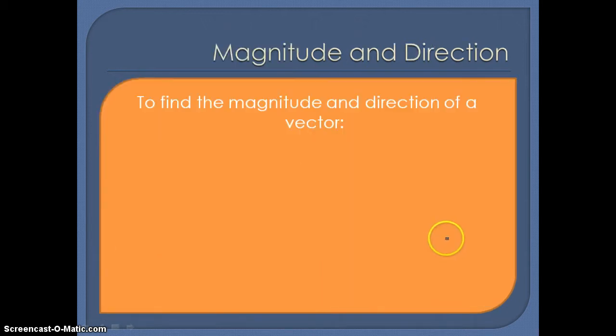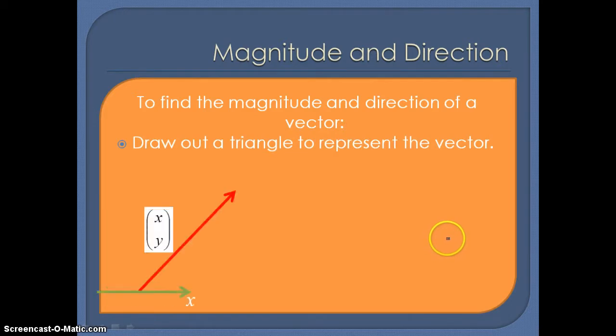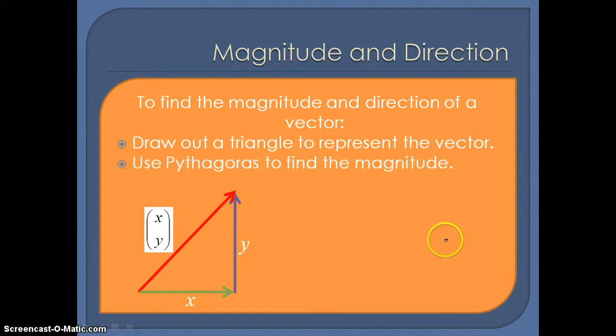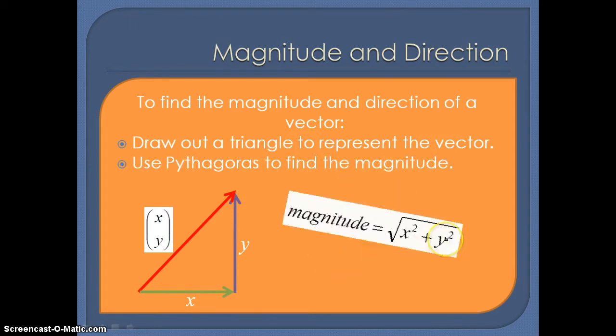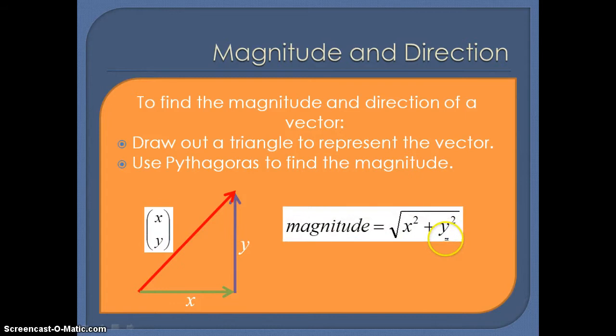The final thing we were planning to discuss was magnitude and direction of vectors. To start with, we're going to consider drawing out a triangle to represent the vector. So our vector (x, y) has an x horizontal value and a y vertical. We're going to use the Pythagoras theorem to find the magnitude of the vector. So we do the square root of x squared plus y squared.